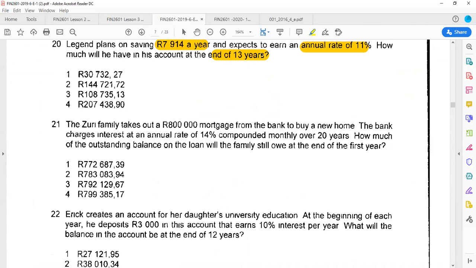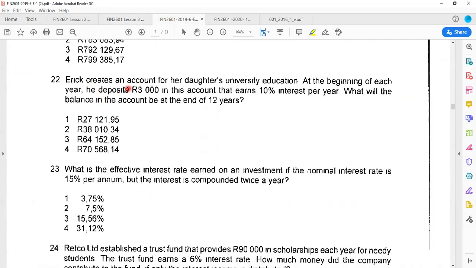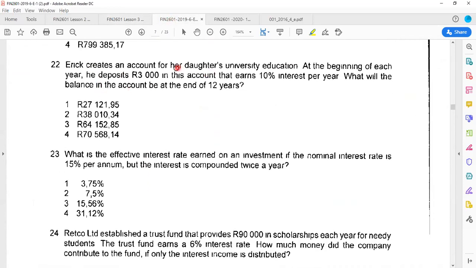Okay, right. And then question 22 says Eric creates an account for his daughter's university education. At the beginning of each year, he deposits 3,000 into this account that earns 10% interest per year. What will the balance of the account be at the end of 12 years?